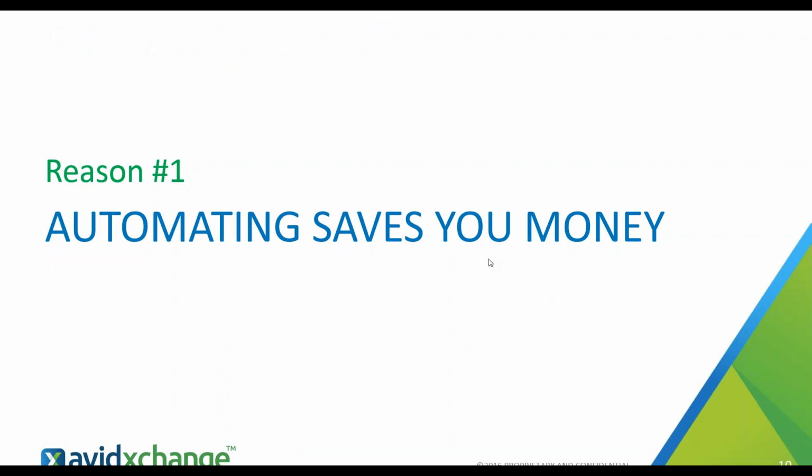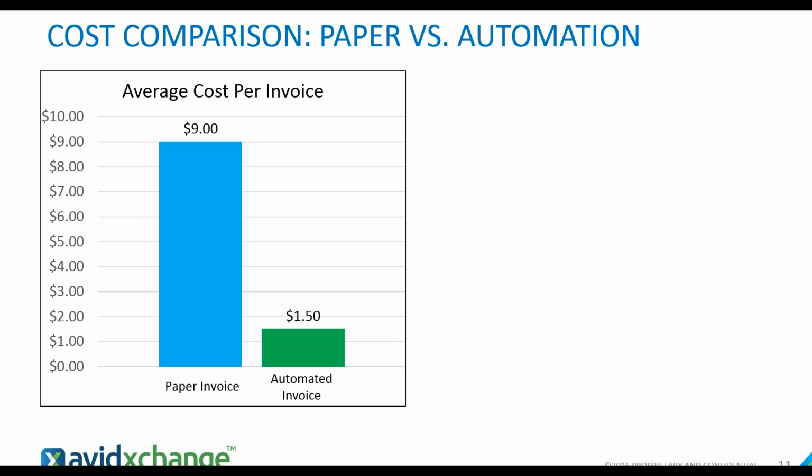So let's go over the reasons why clients automate. We talked a little about the problems, and they're usually related to the same reasoning why they choose to automate. And number one is it just simply saves you money as an organization. So when you look at the cost comparison of processing a paper invoice or payment versus using automation software, a paper invoice on average costs about $9 per invoice to process.